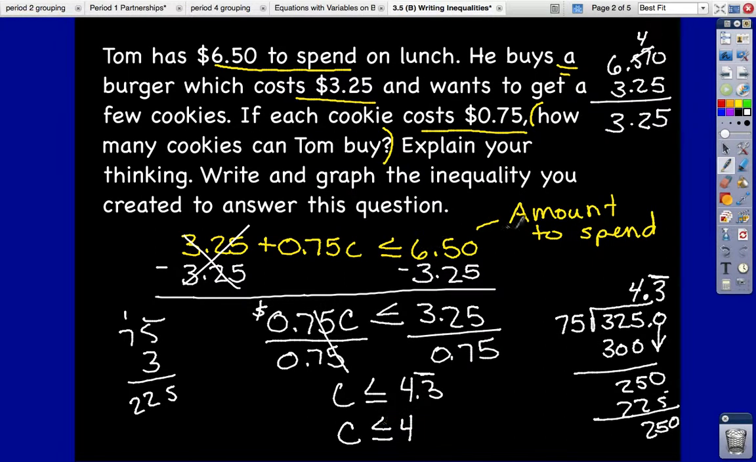And so actually, all this division here was kind of silly. I didn't really need to keep going. I could have just stopped at 4, because I know that you can't buy part of a cookie, which is fine. So I kind of made it a little harder on myself. So not only did I answer the first question of how many cookies Tom can buy, we explained our thinking, and we solved this inequality, which I could graph, but I know you guys know how to graph. There's just one more problem I want to do with you.